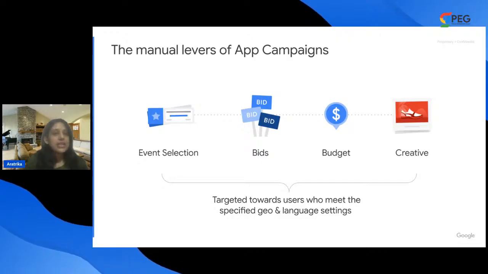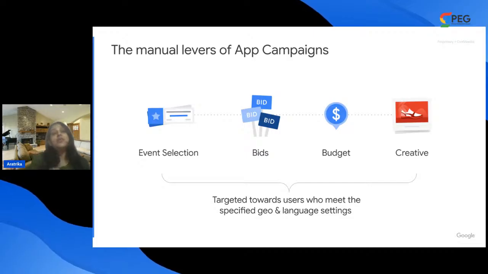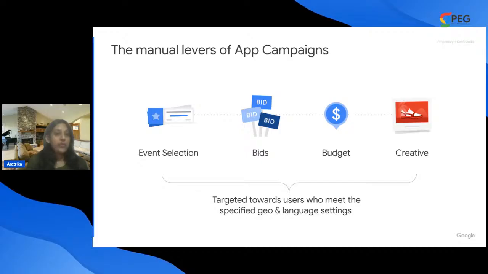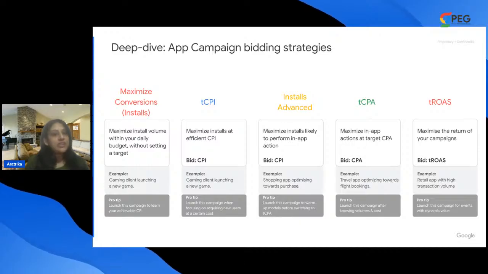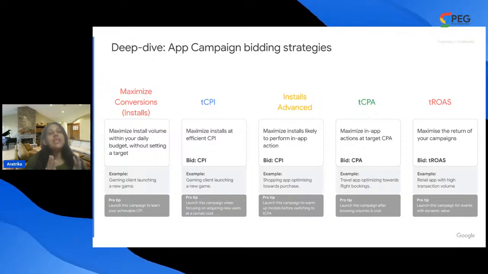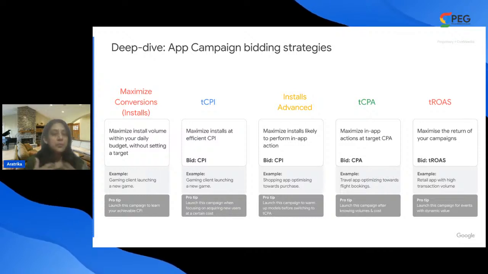Whether it's the event selection, bid, budget, or creative, all these inputs have to come from the advertiser's end, and they have to be very carefully thought out, to be in highest alignment with the particular marketing objective. Now, when we talk about the different kinds of bidding strategies, let's take it one by one. For example, I will add 5 scenarios here, and based on that, what would be the ideal bidding strategy for me as an advertiser?